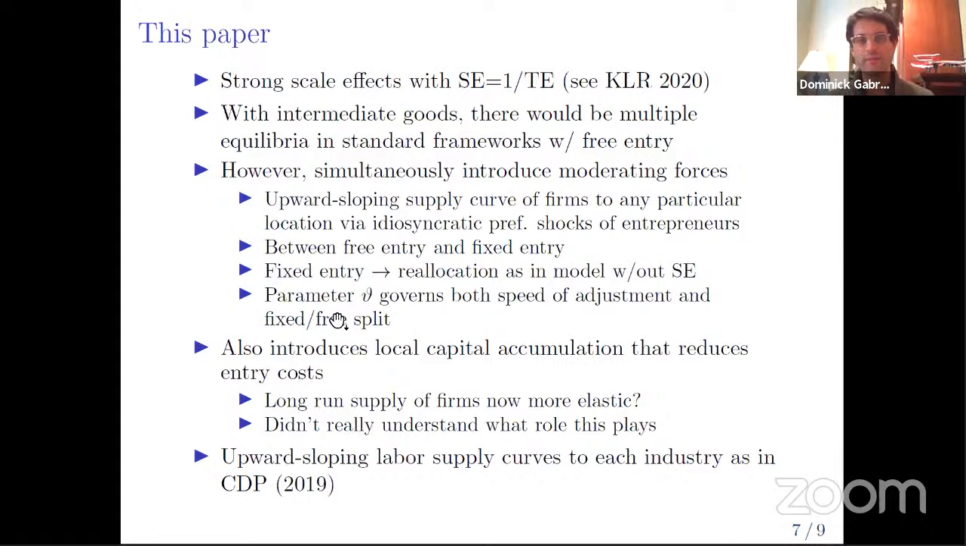This parameter epsilon governs both the speed of adjustment and the fixed and free entry split. If that parameter is very large, firms are not willing to move in response to shocks, and it's close to a fixed entry model. As epsilon gets very small, we're going closer to a free entry model. And in the fixed entry model, reallocation happens just as if there were no scale economies.